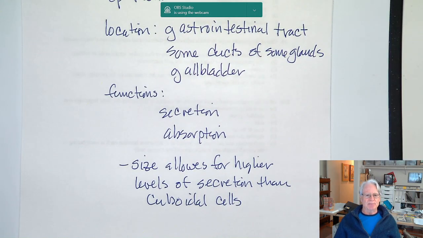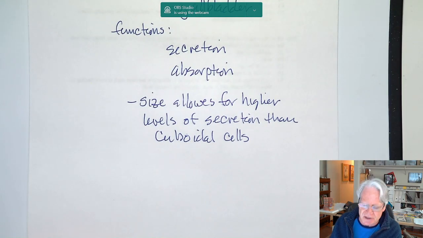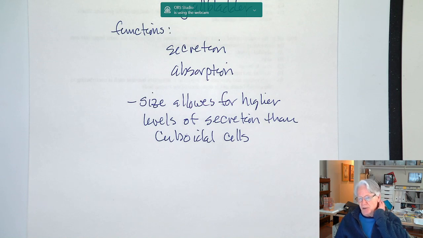Why not simple cuboidal epithelium? Well, we have two very good reasons for that to be the case. One of them I've just listed here. The larger cell allows for more production within the cell of digestive enzymes that are going to be secreted into the digestive tract. The other great advantage of having a tall cylindrical cell as opposed to smaller cuboidal shaped cells is that you have a greater opportunity to create those watertight junctions, those tight junctions between cells.